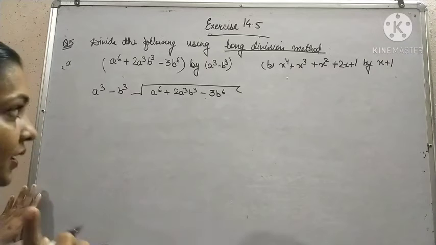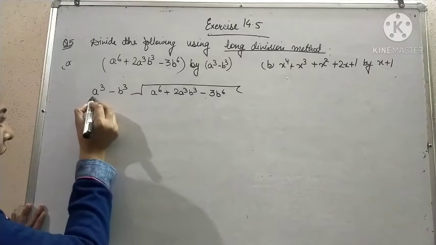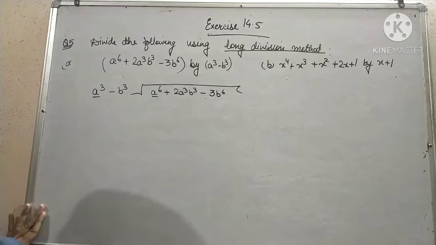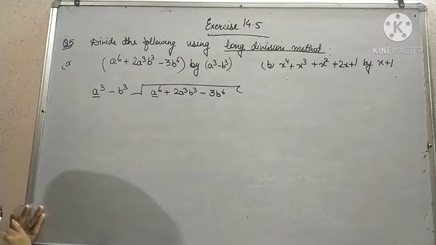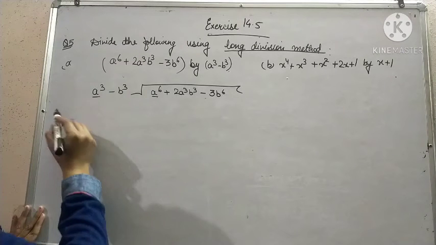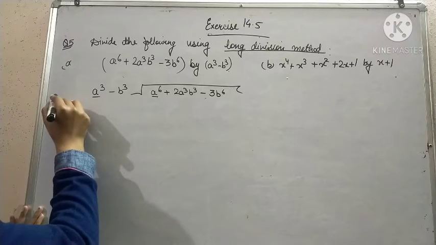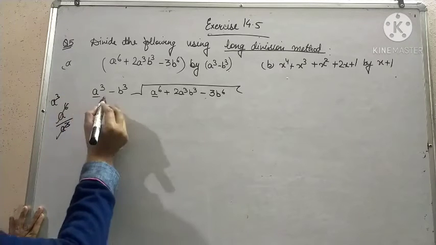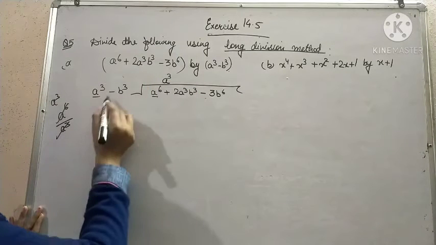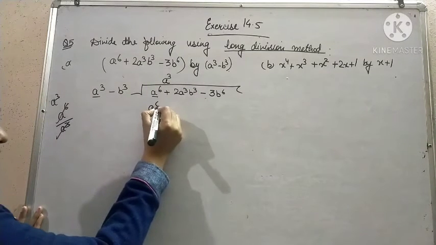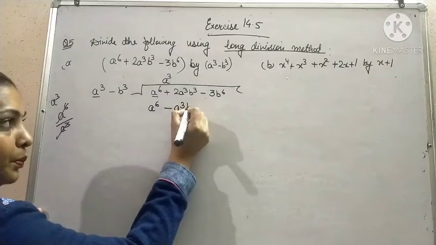Now look at the board carefully. What we have to do, we have to take the first term of both the expressions. Here it is a cube and here it is a raised to the power 6. Now divide a raised to the power 6 by a cube. What will you obtain? a cube. That means you need to multiply this expression by a cube. Multiply it. You will obtain a raised to the power 6 minus a cube b cube.